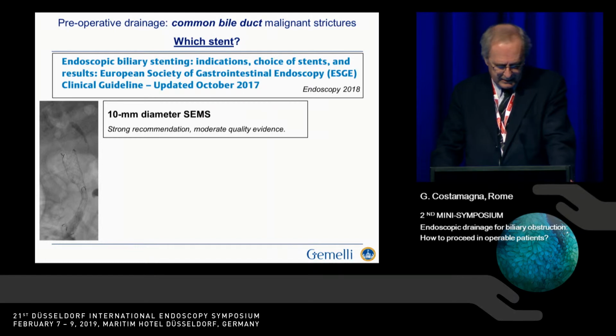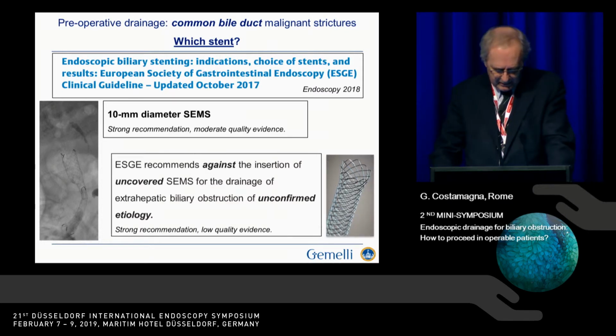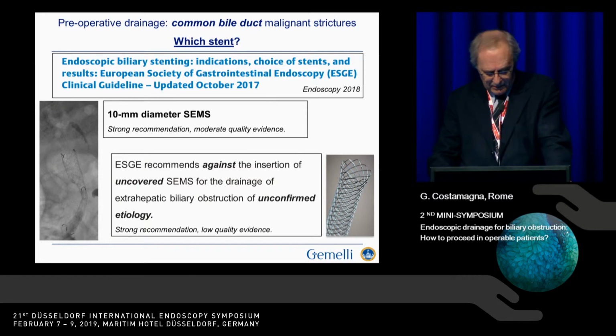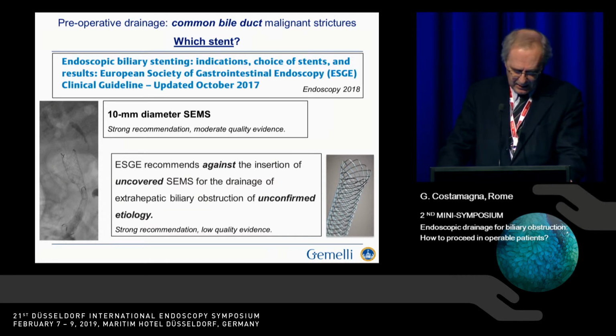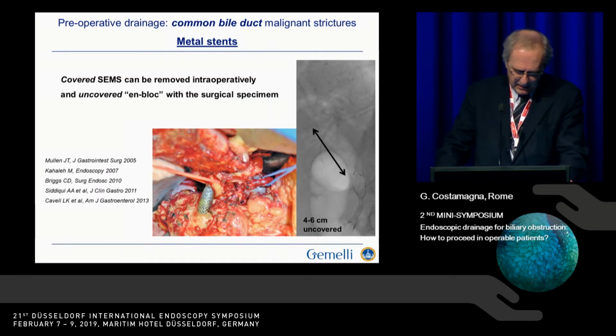Again, let's have a look at the indications of the ESGE. The clinical guideline indicates to use 10 millimeter metal stents, again with strong recommendation but moderate quality evidence. And the ESGE recommends against the insertion of uncovered SEMS because of the risk of early dysfunction, especially in unconfirmed etiology, so the diagnosis has not been established.